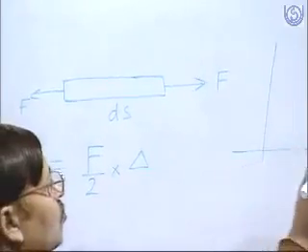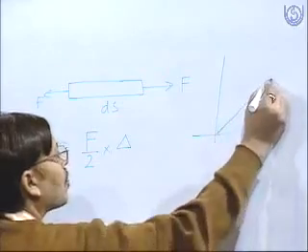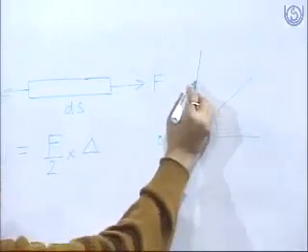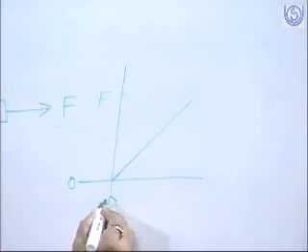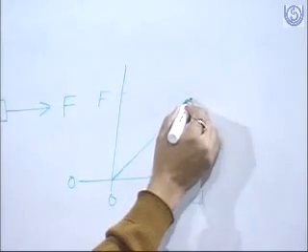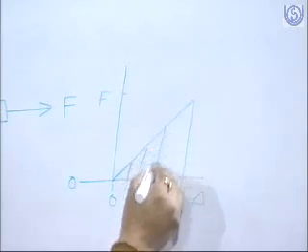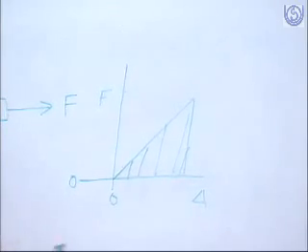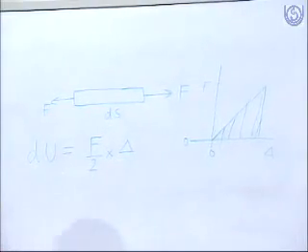So what happens is that the axial force increases from 0 to F for an elongation from 0 to delta. So the work done will be equal to this area, that is, the force F by 2 into delta, or F multiplied by delta, and its half energy will be stored.